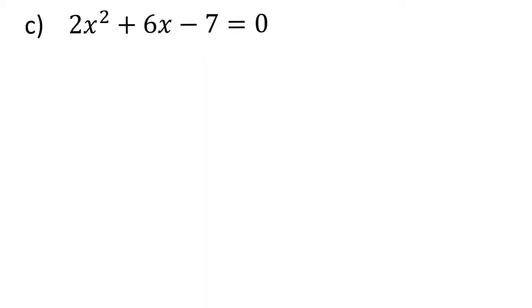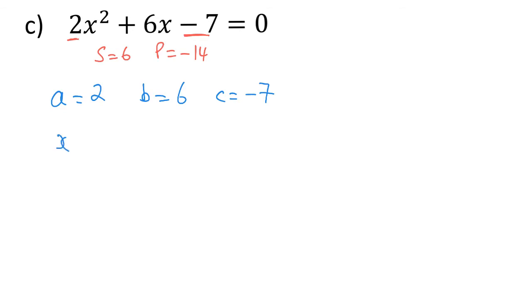Example C, 2x squared plus 6x minus 7 equals 0, so the equation equals 0, which is good. We need to check the sum and product. Sum is 6, the product is minus 14 because we're multiplying the minus 7 and the 2. There's no numbers that will multiply together to give minus 14 and add to give 6, so we need to use the quadratic formula. So we'll identify a, b and c first of all. a is going to equal 2, b equals 6 and c equals negative 7.